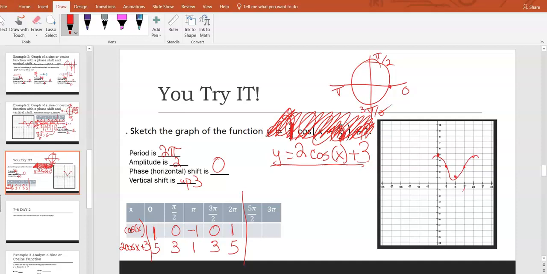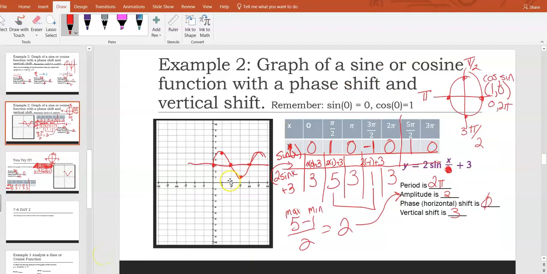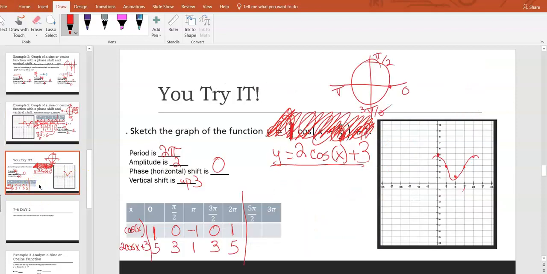Let's look back at the previous one again. What's different? So this one started out at 3 on the midline. This one started out at 5. The midline's right here.